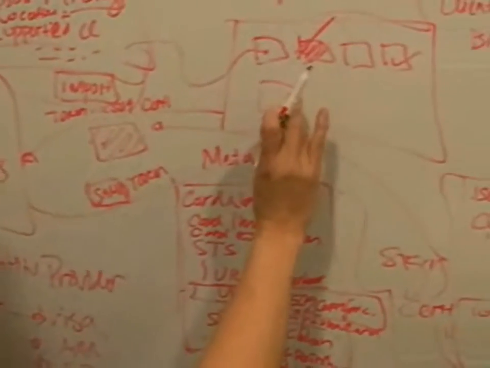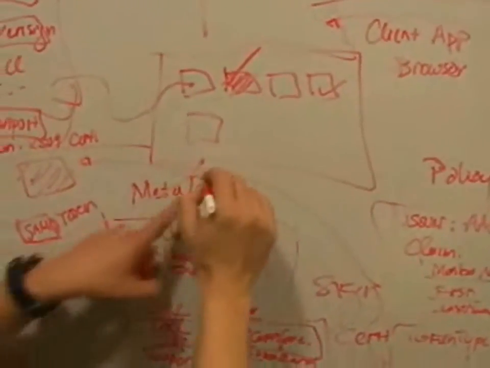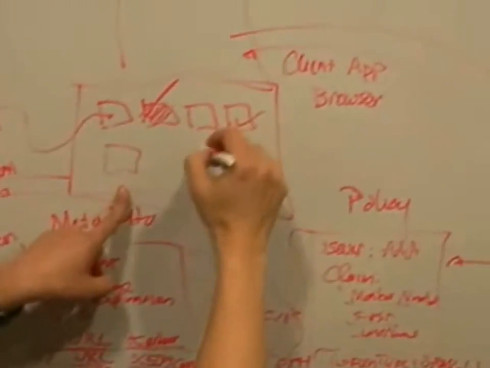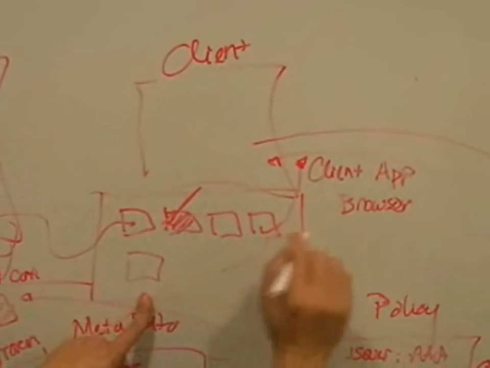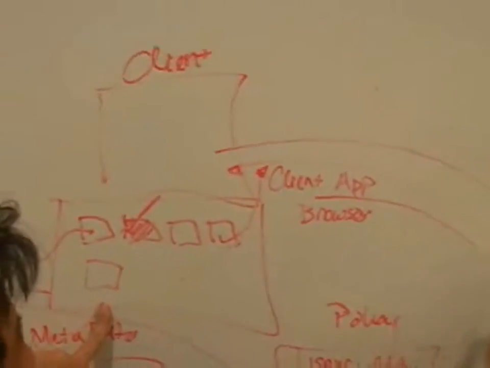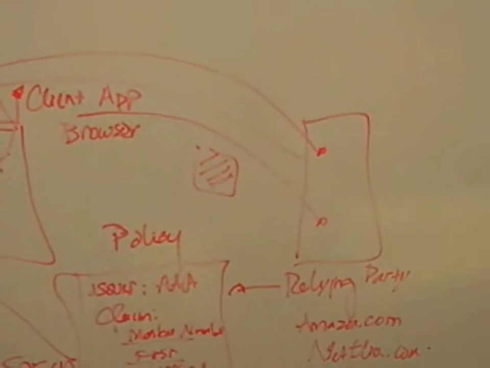So the SAML token comes to the client, and the client basically says, okay, I get this token, and I'm going to bubble it up to the client app. The client app, again, could be a browser. And the client app will just post the token to the relying party. Okay.